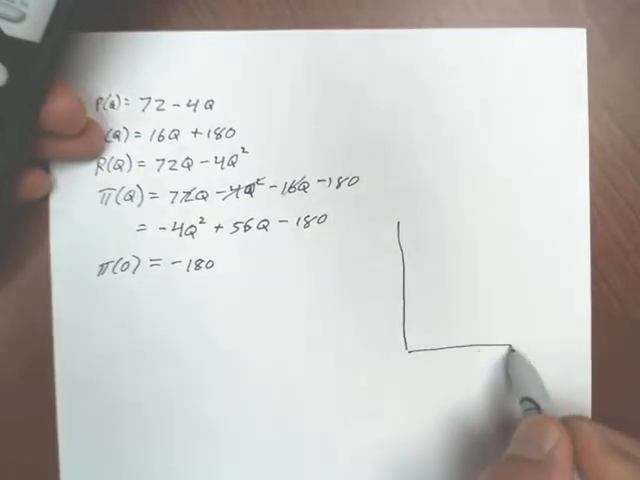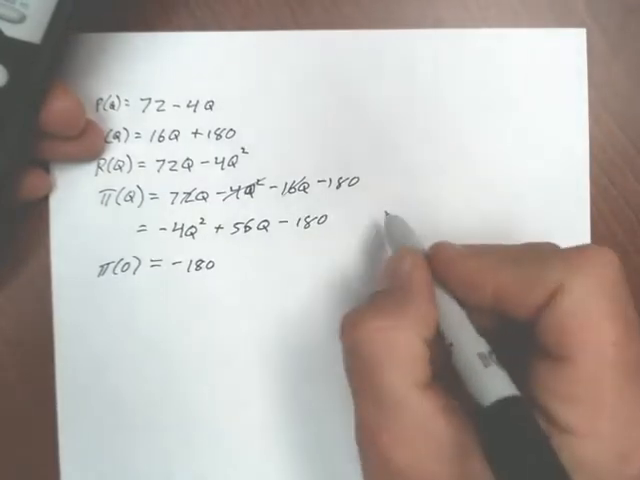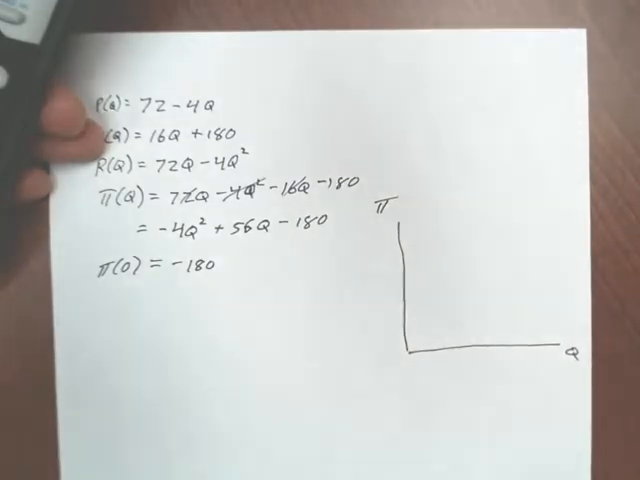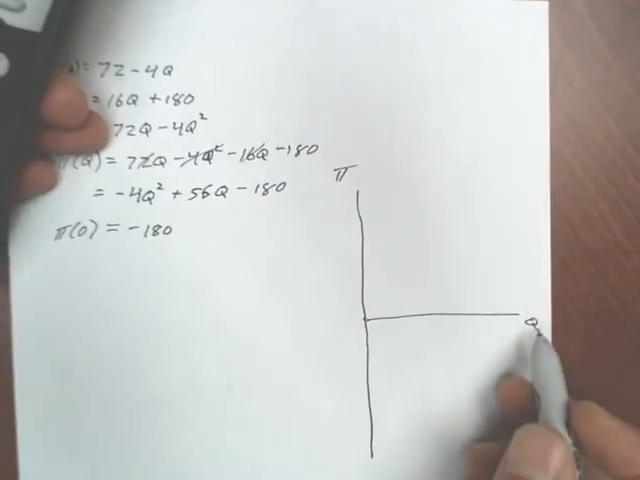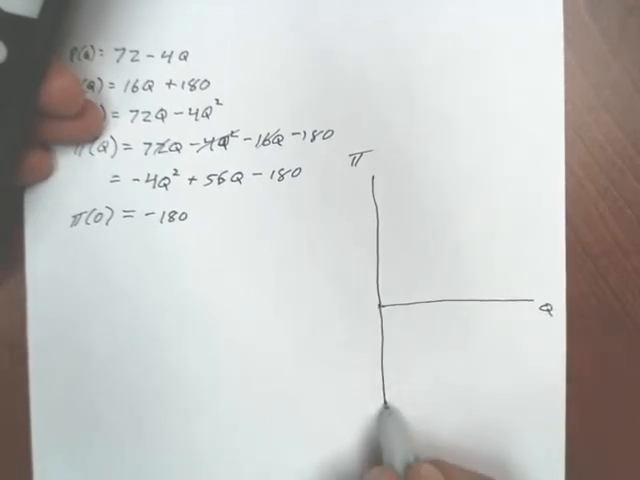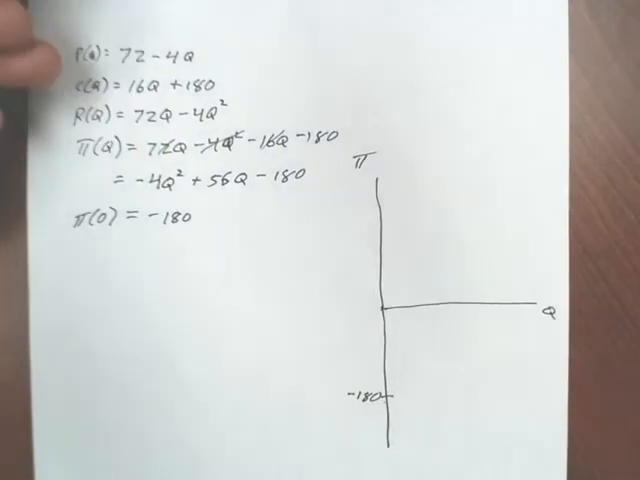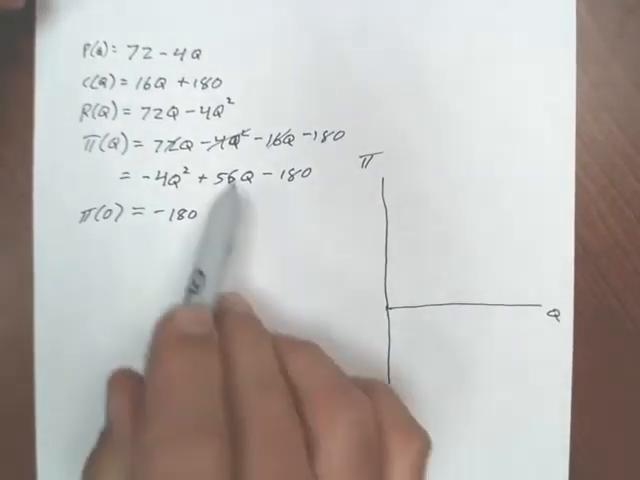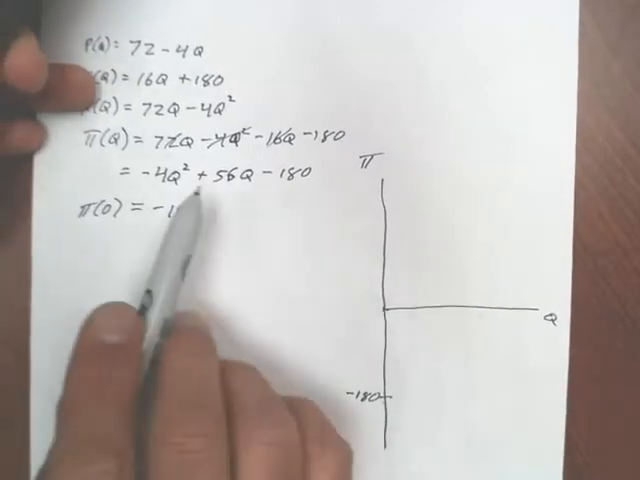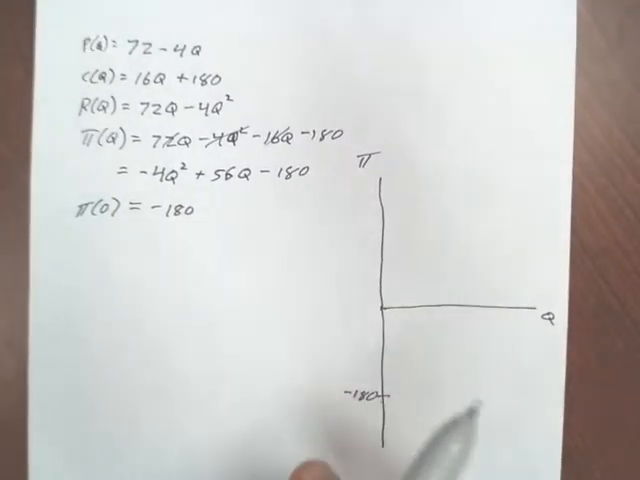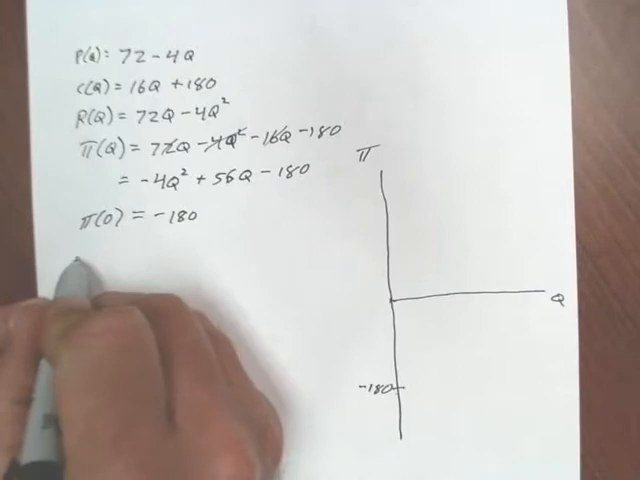Let me draw a couple of axes over here for profit and quantity. At 0 quantity, I still have to pay my fixed costs. I still have to pay my 180. Okay? Now we're going to run this through the quadratic formula.